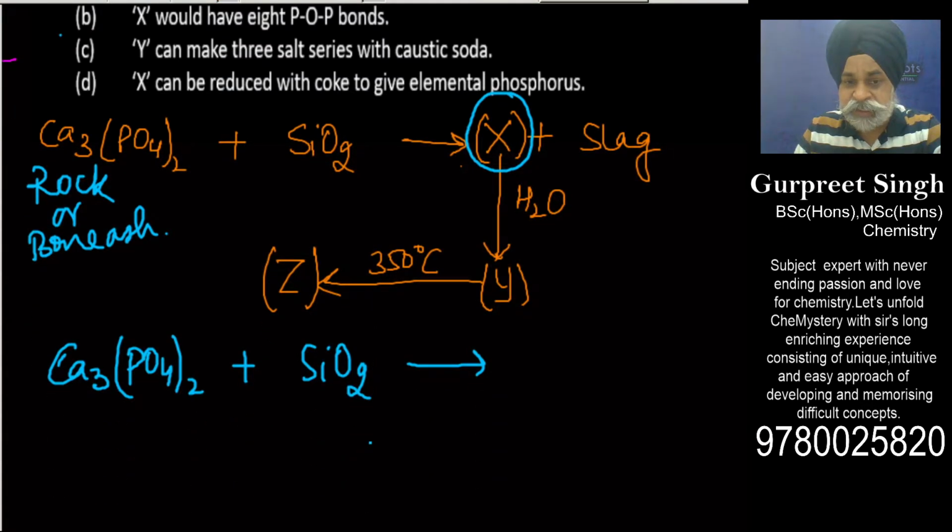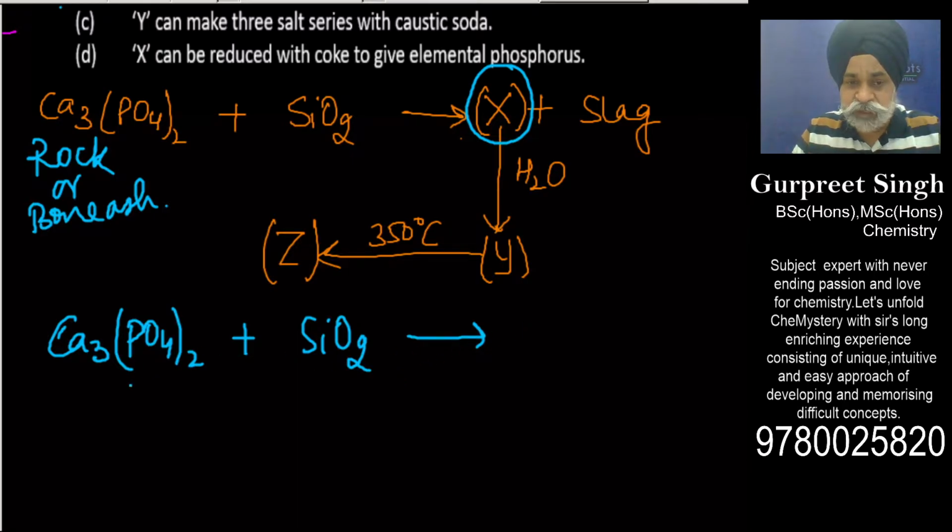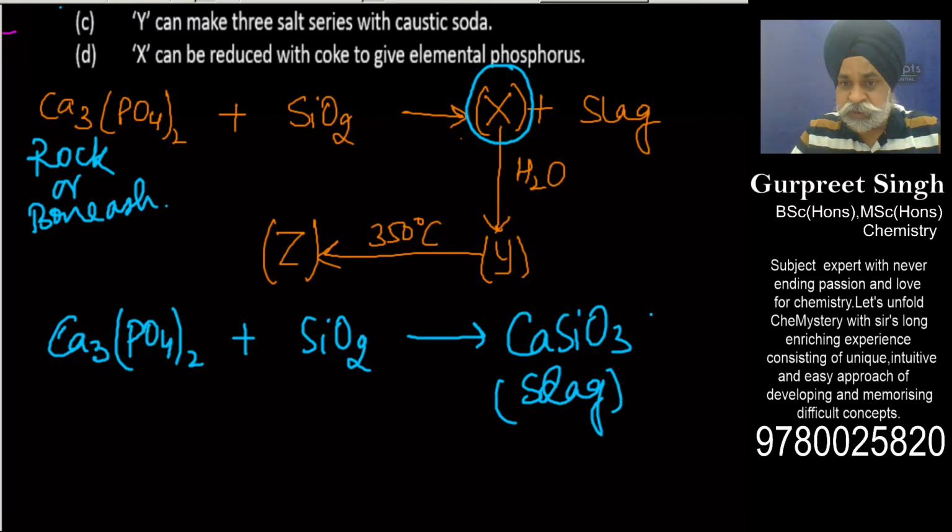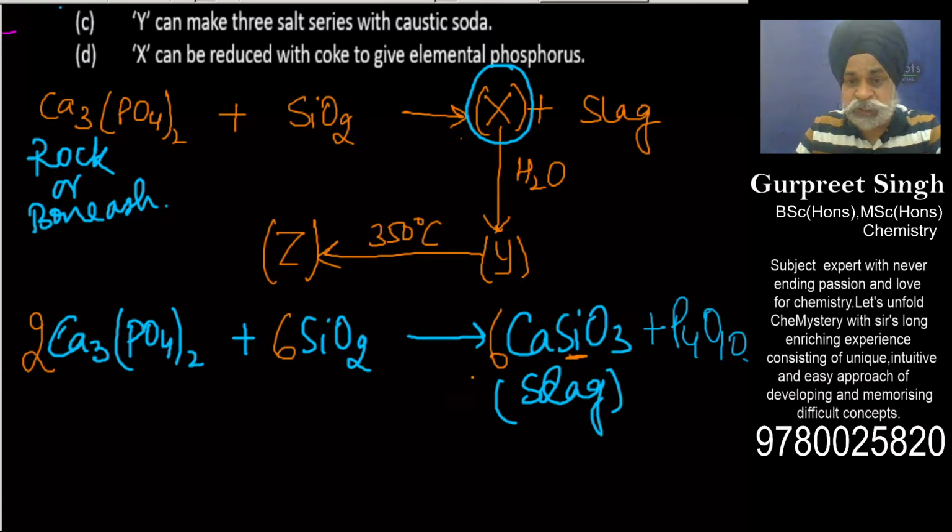Now, when you heat calcium phosphate with silica, this will give you calcium silicate, which he is referring to as slag, and along with it you would get P4O10. This is very important, P4O10. To do the balancing, the phosphorus are 4, so I would place 2 so that I get 4 phosphorus, and calcium becomes 6. So I place 6 here, and silicon now becomes 6. This is the simple trick to do the balancing.